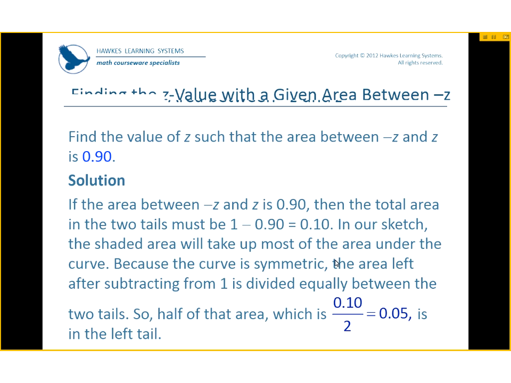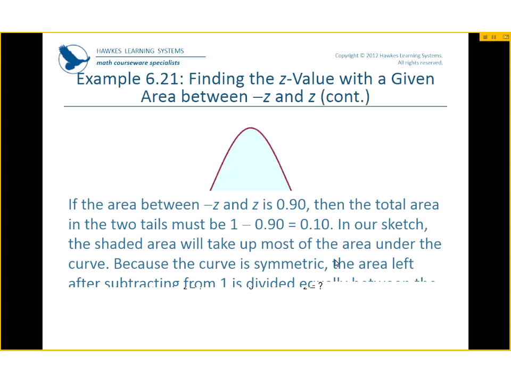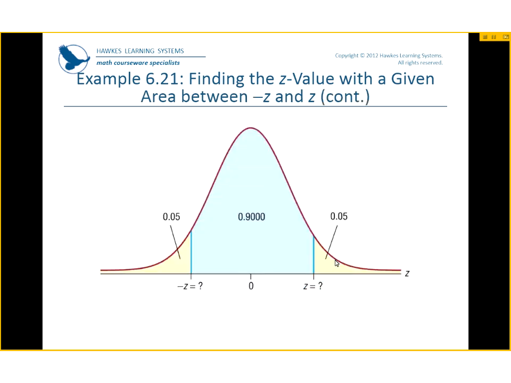All right, so let's look between two values. This is different. Find the value of z such that the area between negative z and z is 0.90. Let me go to the graph to explain this. I'm saying between negative z and z, I have 0.9000. Well, I have two areas in yellow. So to get the actual area in yellow, do 1 minus 0.9000, and I get 0.10. Divide that by 2 because I have two tails.